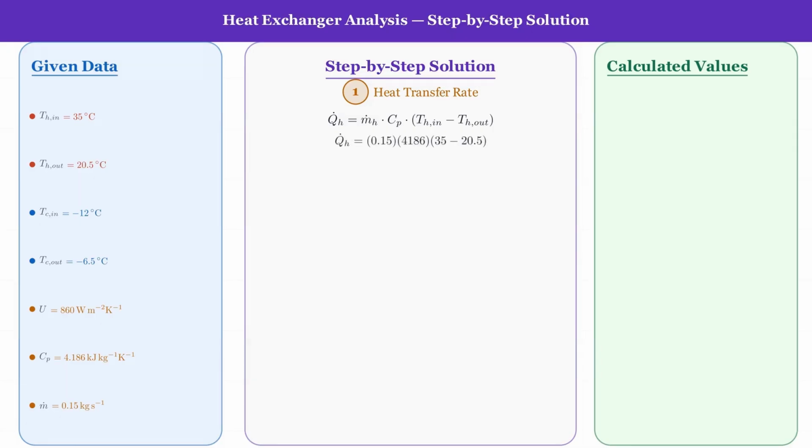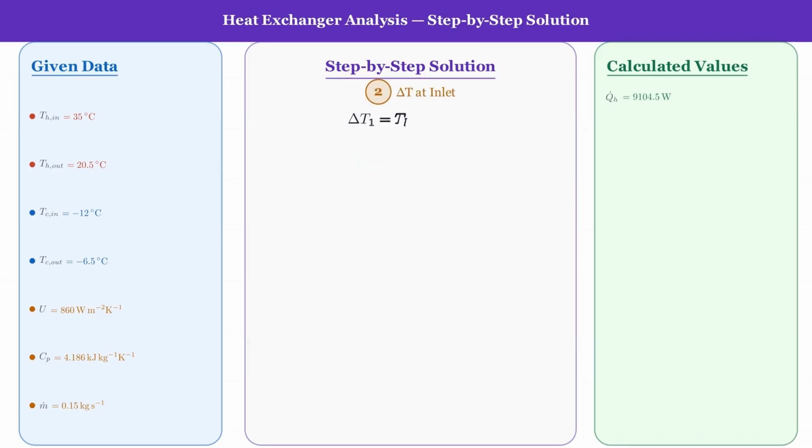Substituting 0.15 kilograms per second multiplied by 4,186 joules per kilogram per Kelvin multiplied by the temperature drop of 35 minus 20.5 degrees Celsius, Q dot sub H equals 9,104.5 watts. This is the thermal duty, the power that must be transferred from the hot stream to the brine. All remaining steps serve to determine what surface area is required to deliver this duty.